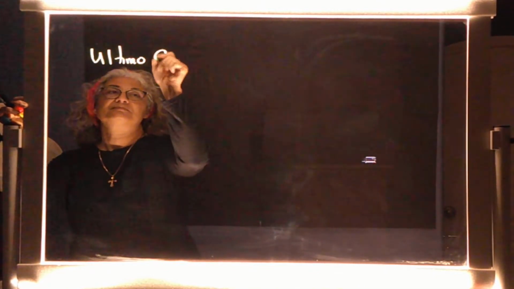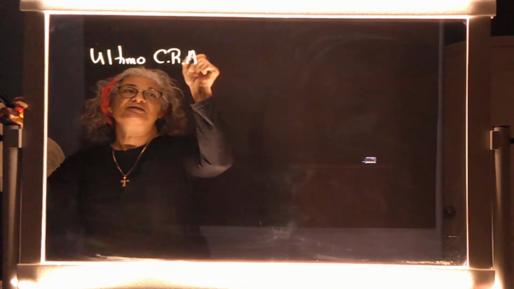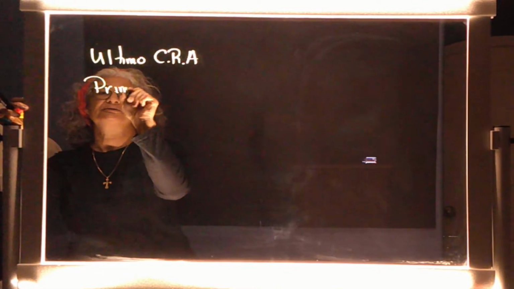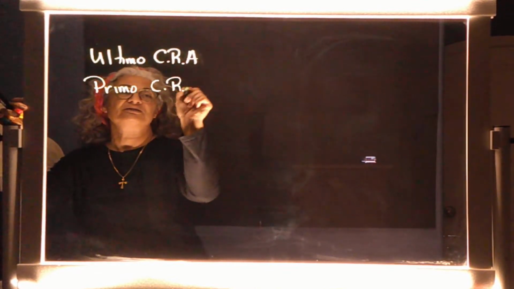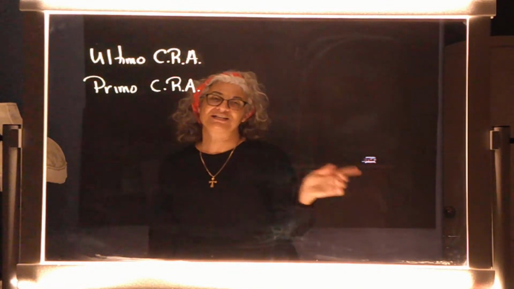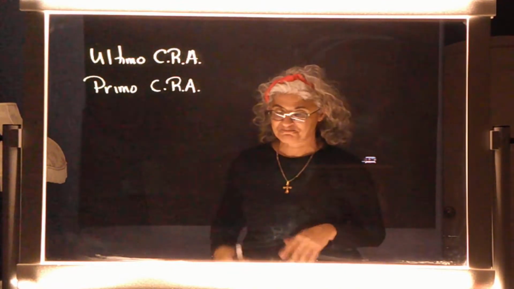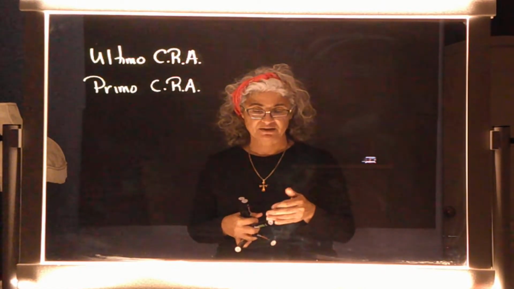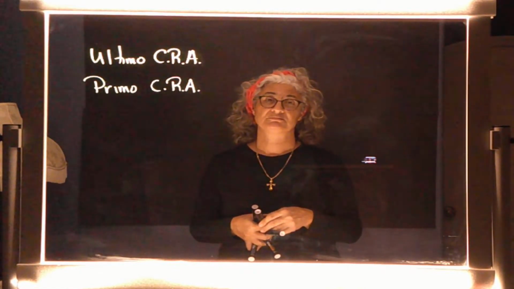Car rental agency. That's my shorthand, CRA. And then we have the Primo car rental agency. Got it? Okay, let's start at the beginning and see what info it's giving us. Primo car rental agency charges $20 per day plus 30 cents per mile.